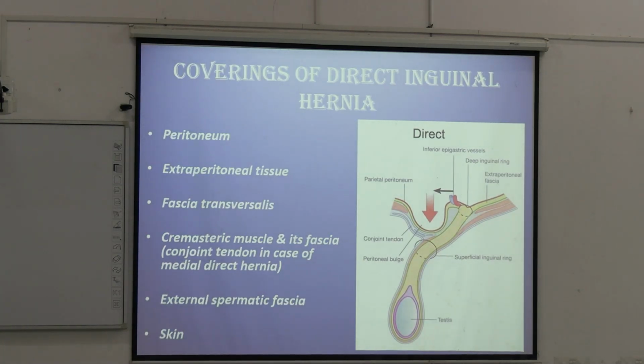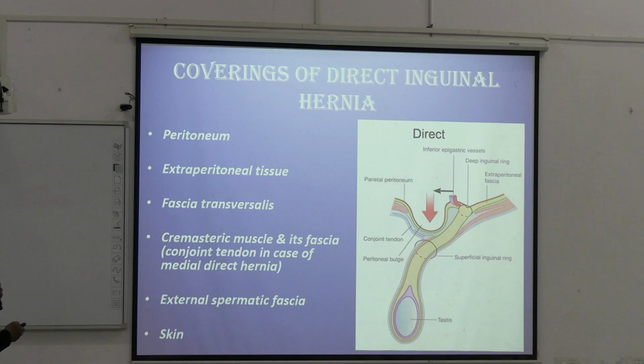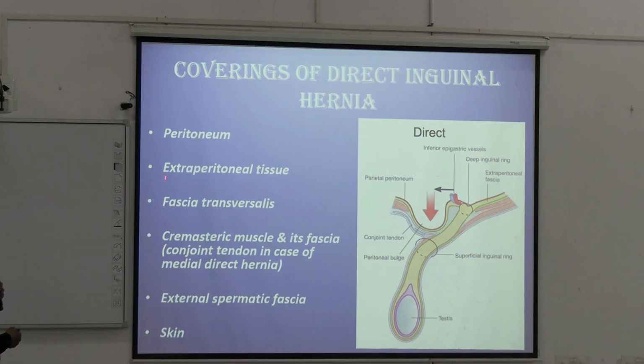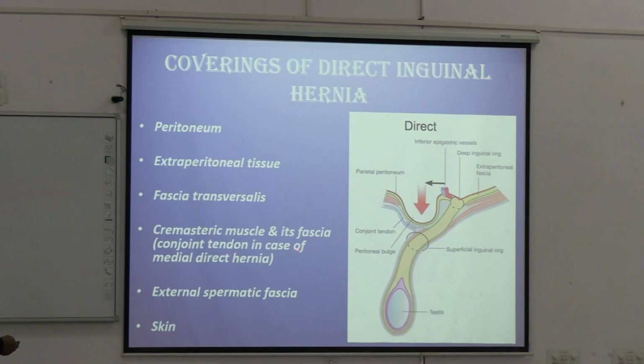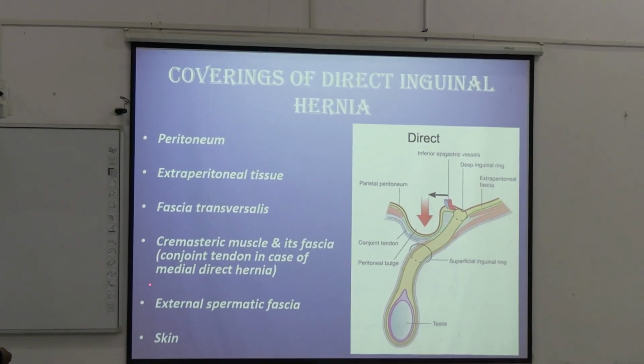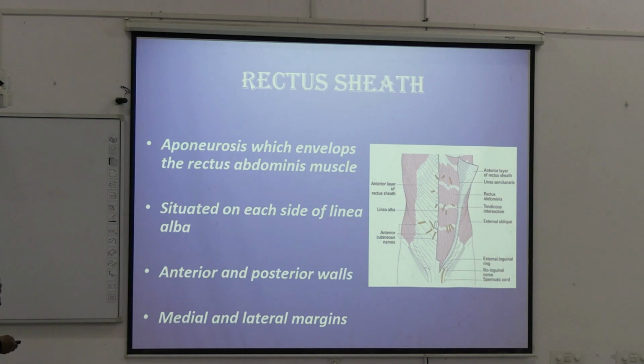Now coverings of the direct inguinal hernia: peritoneum, extraperitoneal tissue, fascia transversalis, cremasteric muscle and fascia, conjoint tendon in case of medial direct hernia, external spermatic fascia and skin. Now rectus sheath, the aponeurosis which envelopes the rectus abdominis muscles.